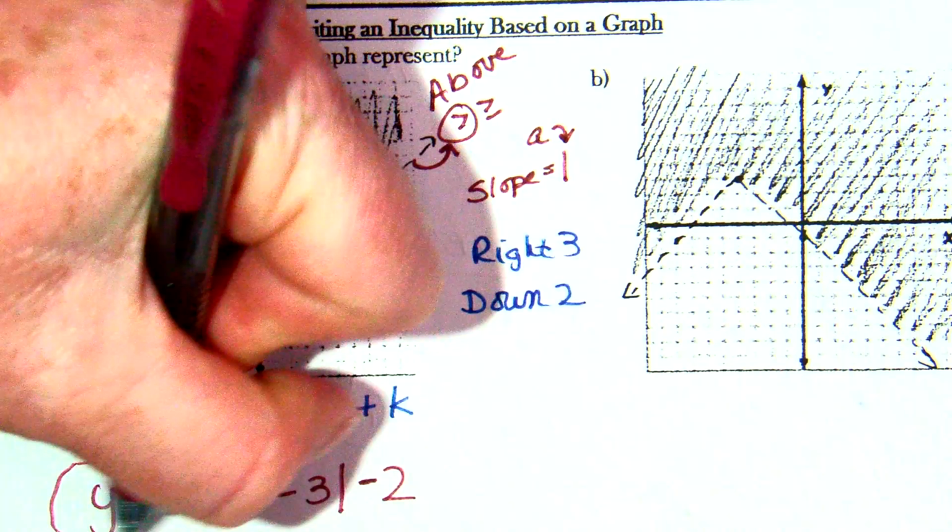Time-wise, we're about out. What's the difference on b that we have to consider? It's upside down. And so on that one, since it's upside down, we're going to have a slope of -1. In this case, my slope or my a value is going to be -1.